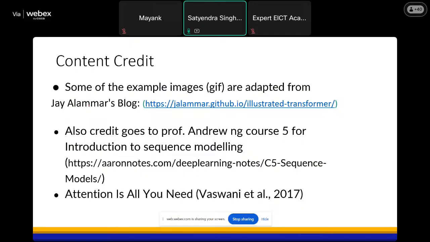Some of this slight credit goes to some of the images that I have used, which are available on this blog as well. Some of the notions and the notations that I have used, you will find in the Andrew Ng course as well. And this is the main backbone of transformer-related architecture that maybe in the next session we are going to discuss.